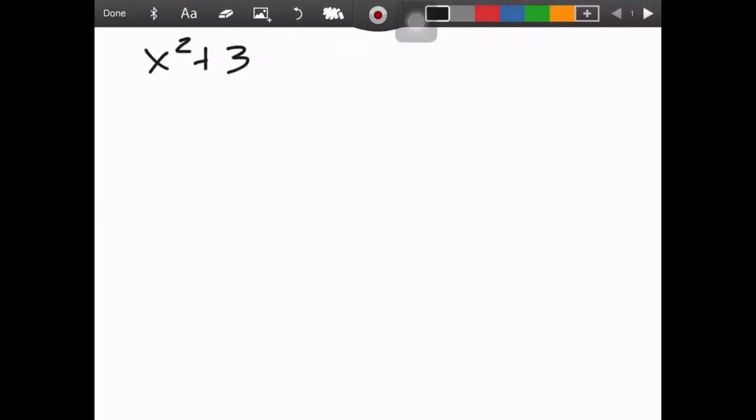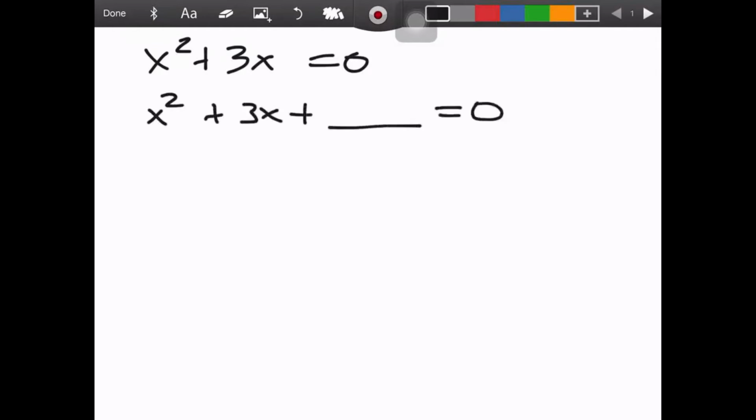So in our given expression, we have x squared plus 3x is equivalent to 0. Our first step is we need to put a space. x squared plus 3x plus space is equivalent to 0. Next, we need to write the given. So what is our given? We have b is equivalent to 3.